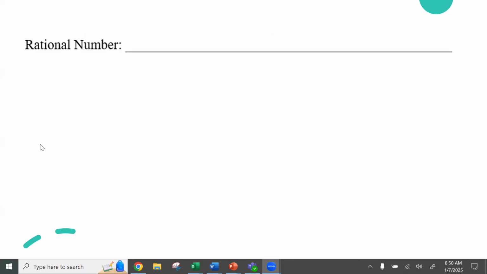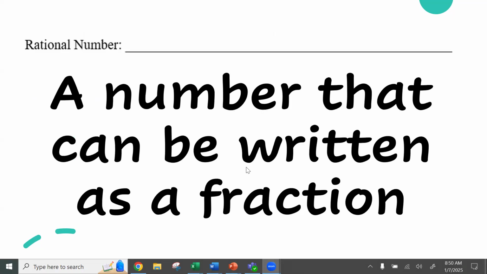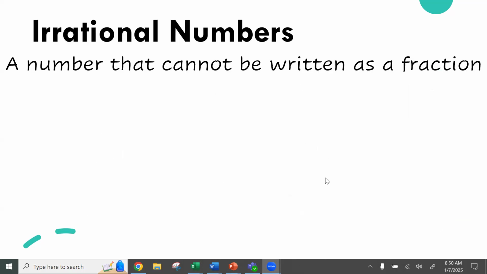Just on the worksheet, one more time to define: a number that can be written as a fraction. That is what a rational number is. Now, an irrational number is a number that cannot be written as a fraction. A number that doesn't make sense.